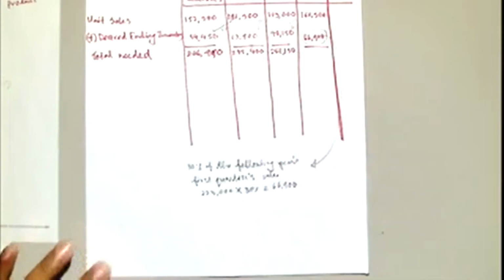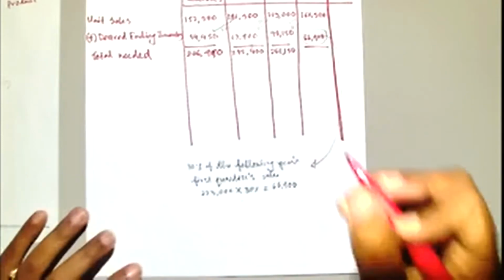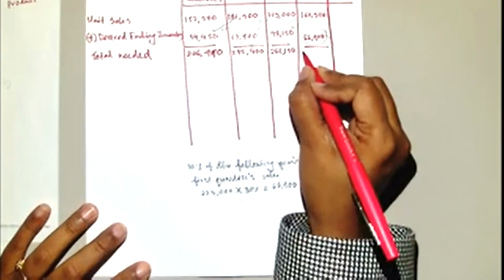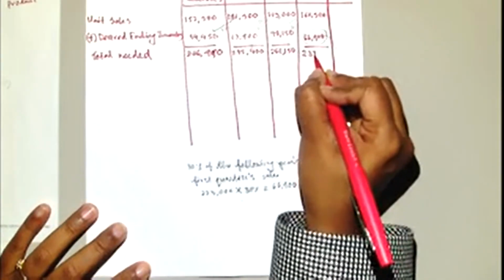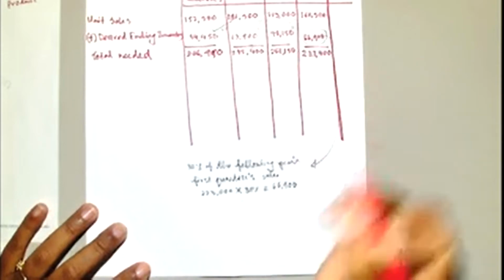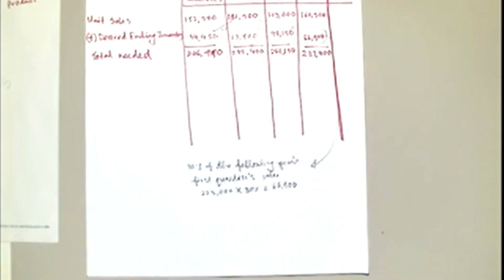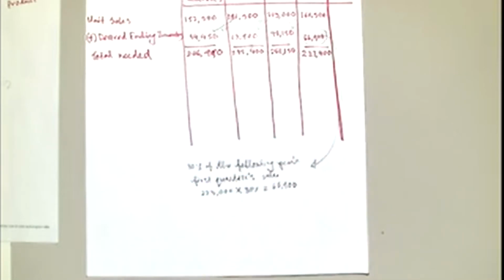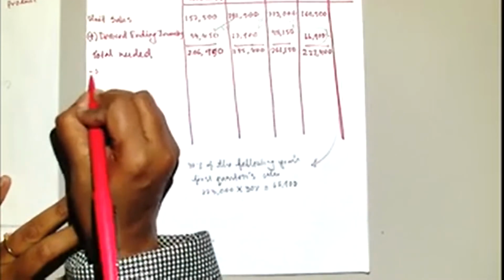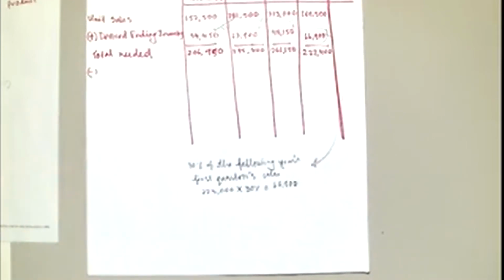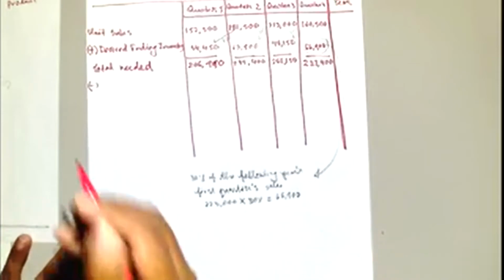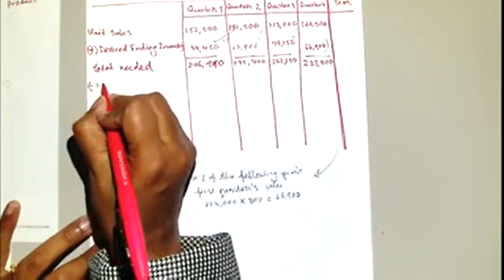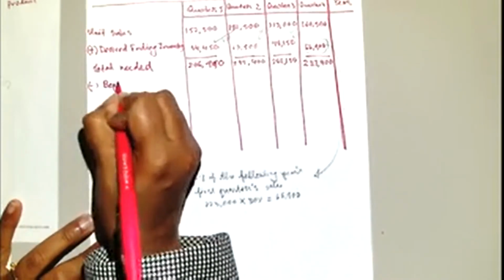261,150. That's your Q3. Margaret, how about Q4? You have any number? 227,400. Great. Now you've got what should be your total need. That means these many jars you must produce. Now one thing we have to consider: we already have some beginning inventory, so you don't need to produce those jars. So what I'm going to do now is subtract my beginning inventory.